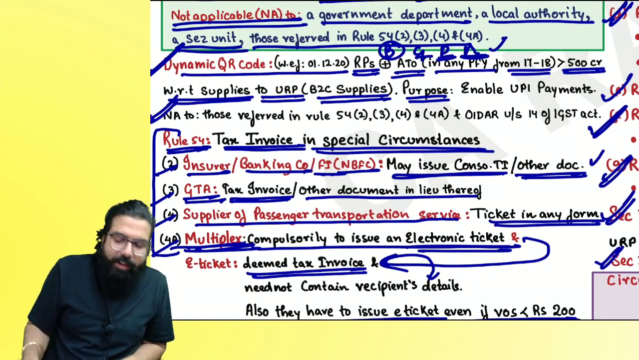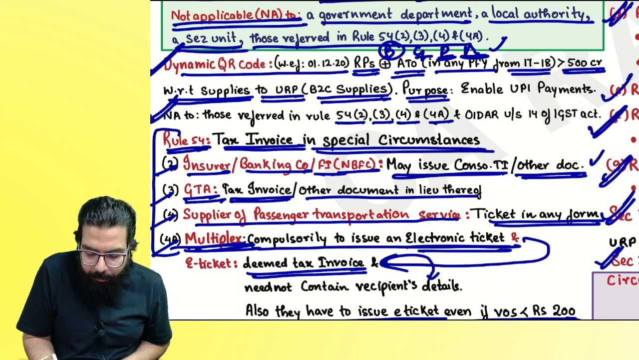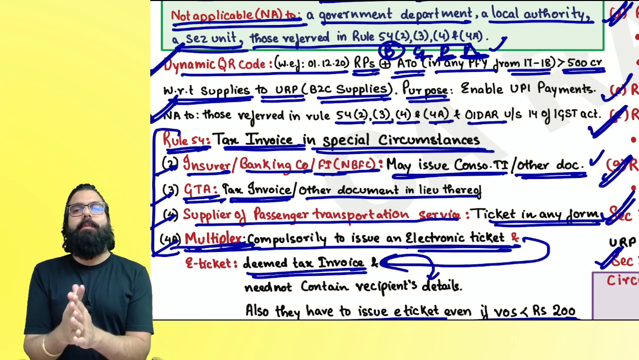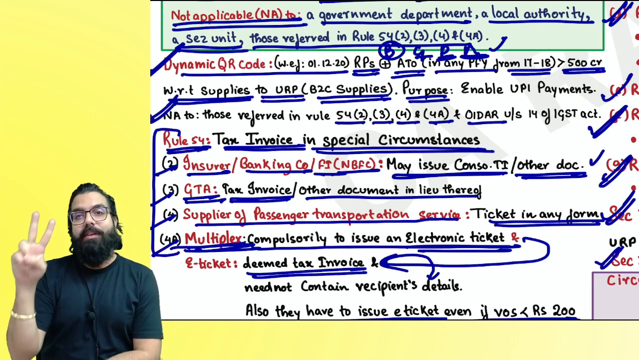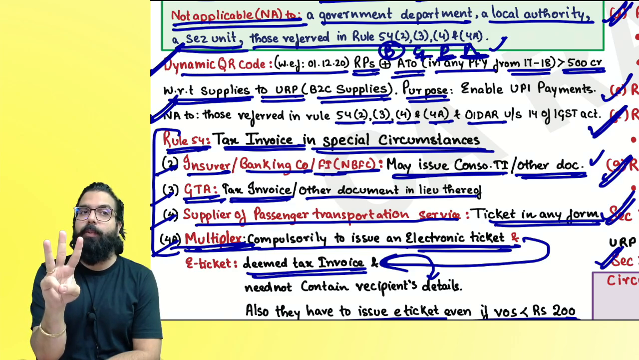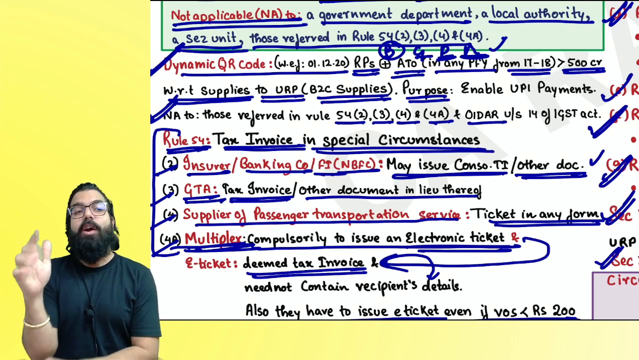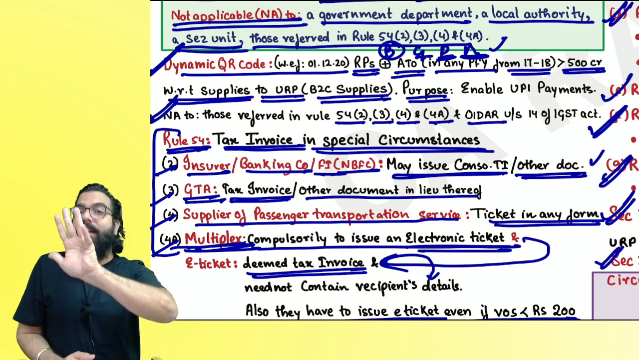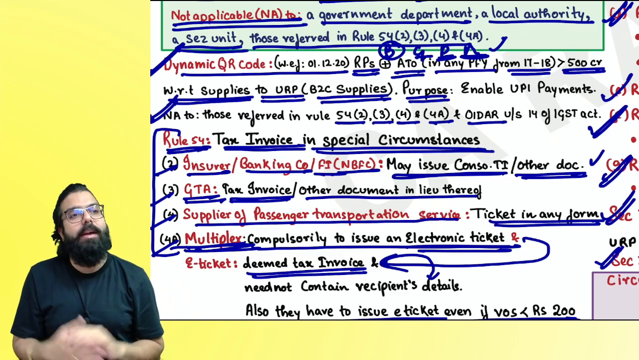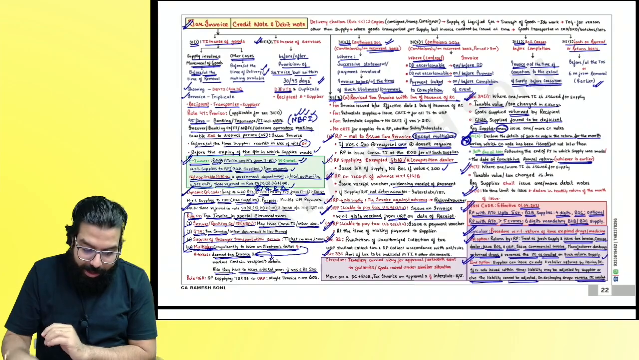Sir, it is not applicable on whom? If you are BGPMO. What is BGPMO, everyone? B for banking company, NBFC. G for GTA, P for passenger transportation service, M for multiplex, O means OIDAR, online information database access retrieval service provider. For them also, dynamic QR code is not applicable.